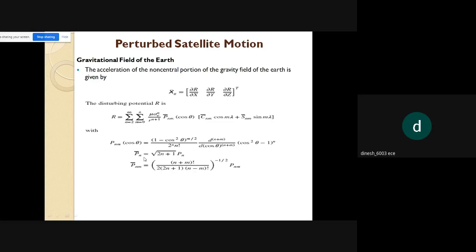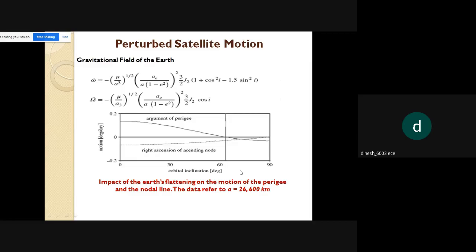So where this Pn bar can also be approximated as Pn bar is equal to square root of 2n plus 1 into Pn, and the Pnm bar can be obtained by the square root of 2 into 2n plus 1 into (n minus m) factorial divided by (n plus m) factorial, into Pnm. This is how we find the gravitational field of the Earth.